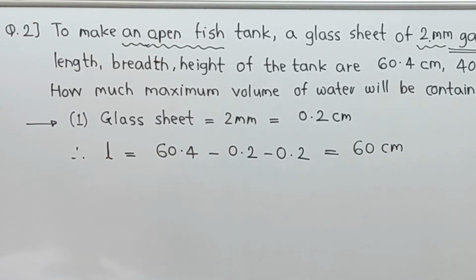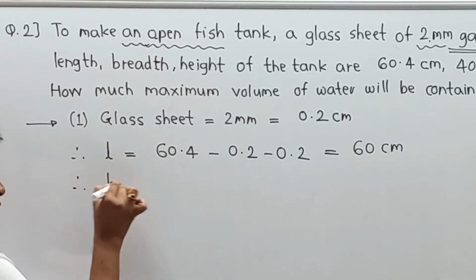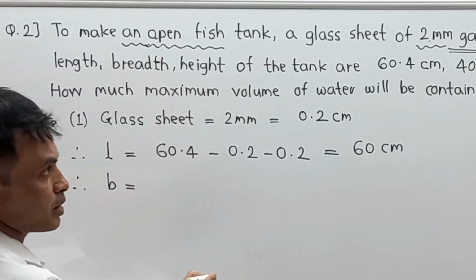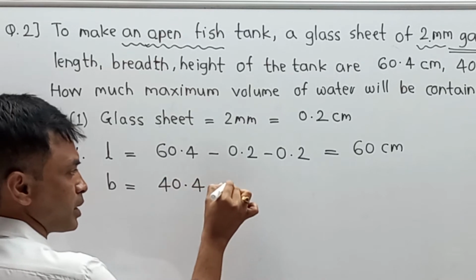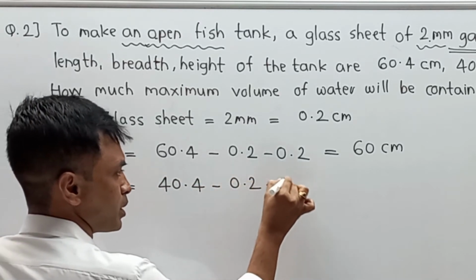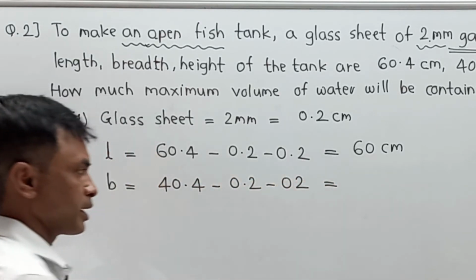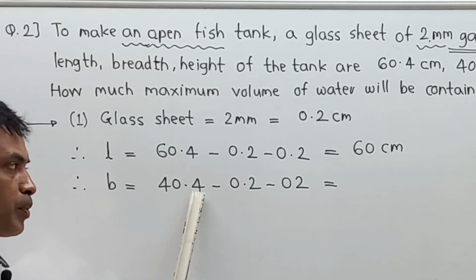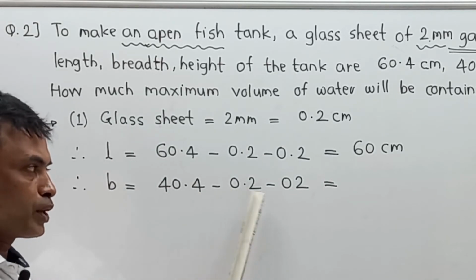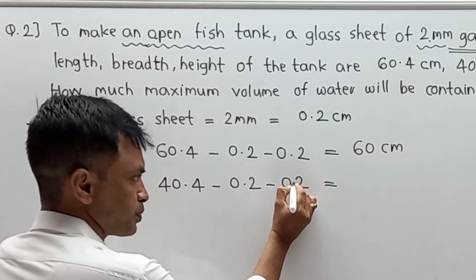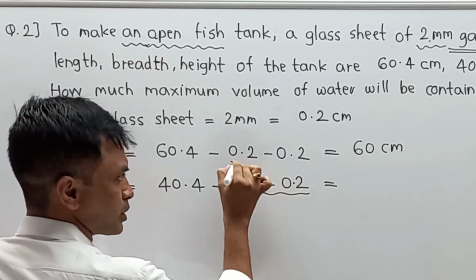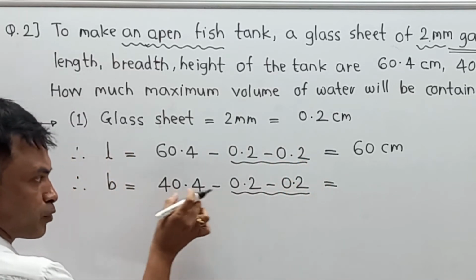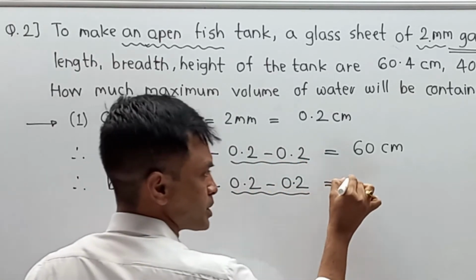Same for breadth. Breadth they have given is 40.4, so 40.4 minus 0.2 minus 0.2, that is minus 0.4, and cancelling from 40.4 it becomes 40 centimeter.